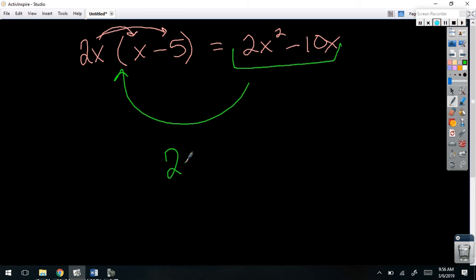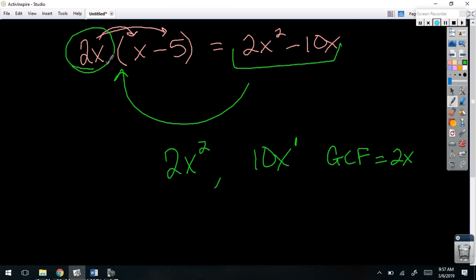Now I want you to look at these two things. Look at 2x squared and look at 10x. What is the GCF of 2x squared and 10x? 2x to the first power, because this one's only got 1. The other one has 1. It's the greatest common factor that they share. This one has 1, this one has 2, so what they share is 1. Look on the outside here. What do you notice? 2x. That's the GCF, right? So we're going to take the GCF, write it on the outside, and divide each of these to come up with what's left on the inside.